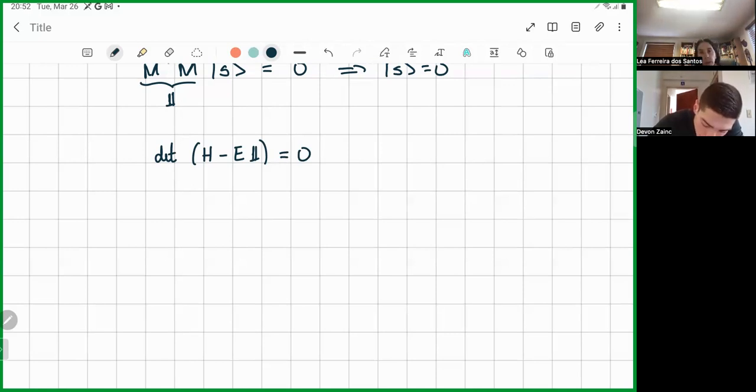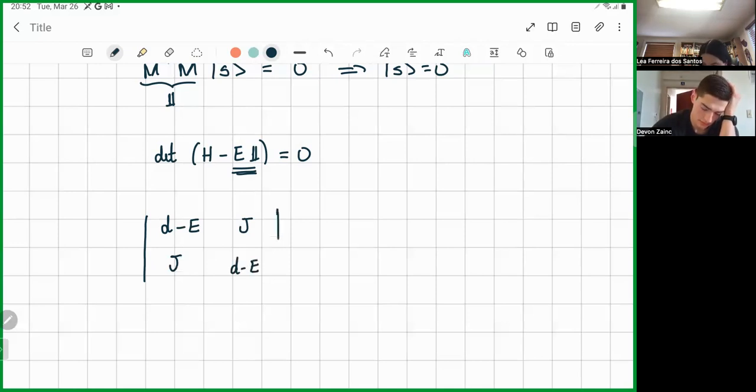Now, you may remember what a determinant is, but if you don't, it doesn't matter. You're going to be learning it right now. We use this notation, this straight line, to indicate a determinant instead of the parentheses from the matrices. So here I have D from my Hamiltonian, but because of the energy part, I put minus E. Here I have J, and in the diagonal D minus E. So this has to be 0. This means the determinant has to be 0.